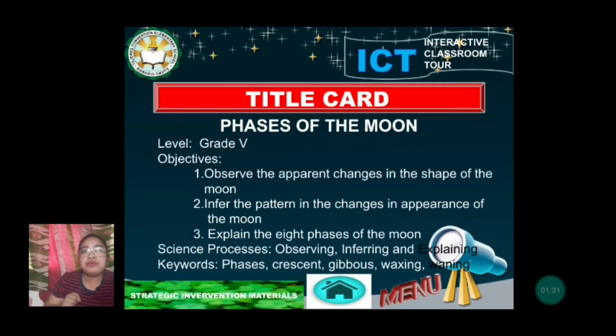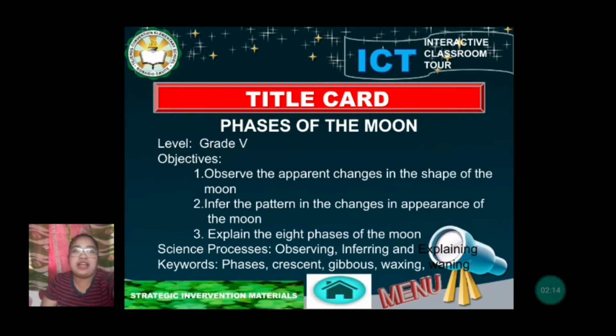Phases of the moon. This is for grade 5. So, objectives. The first one is observe the apparent changes in the shape of the moon. Second one, infer the pattern in the changes in appearance of the moon. Then, the third one will be explain the 8 phases of the moon. So, science processes: observing, inferring, explaining. Keywords: phases, crescent, gibbous, waxing, and waning. So, that's it.